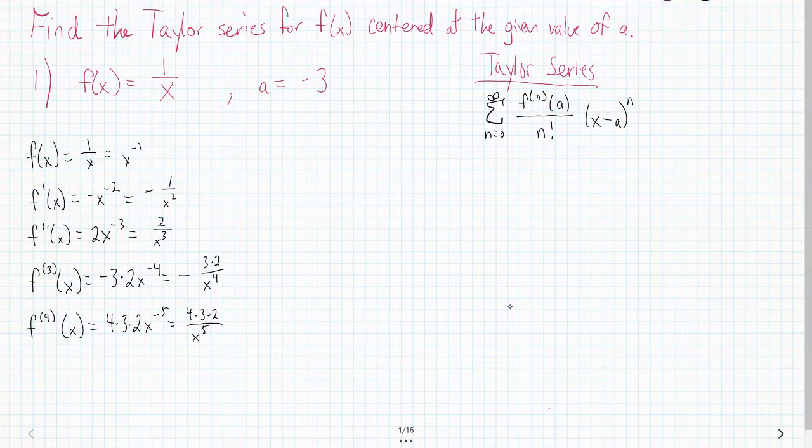Now you may be asking, why aren't you simplifying? The reason is we're trying to catch a pattern here. And so we want to find all these values when a equals negative 3, and see if we can determine what the pattern is. So the first one, notice we get 1 over negative 3, or negative 1/3.